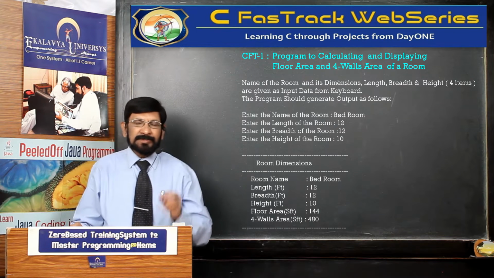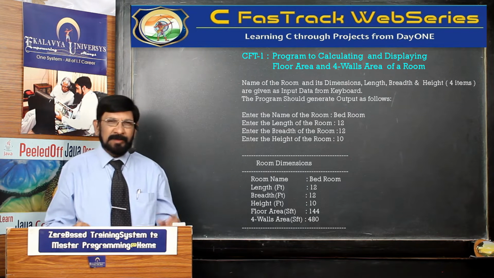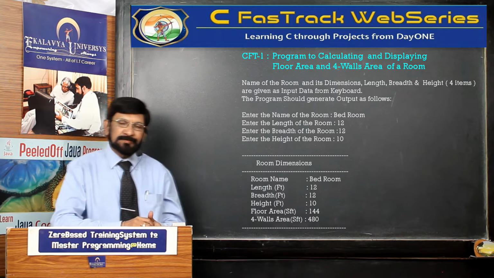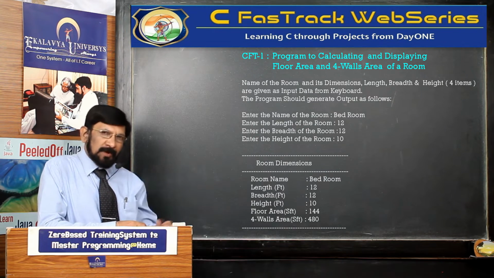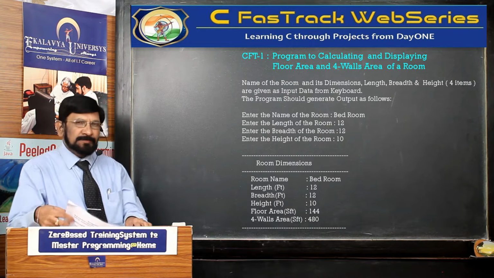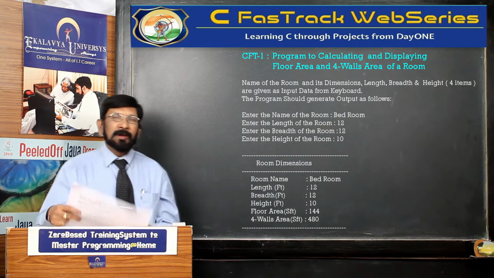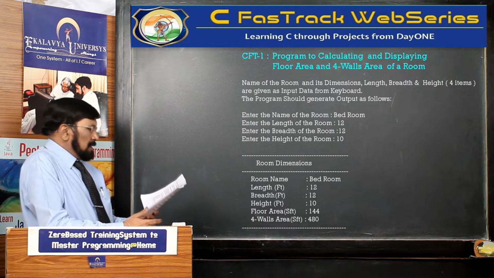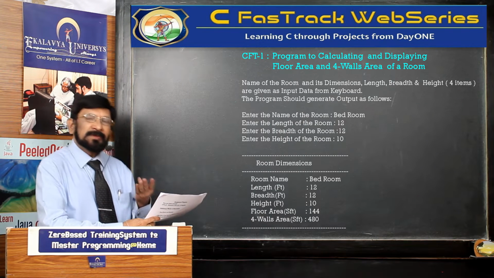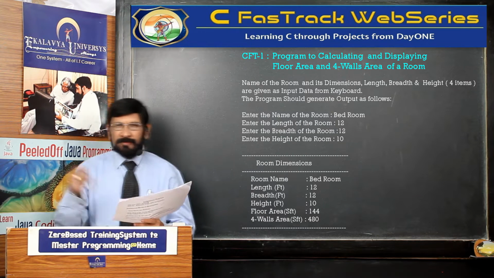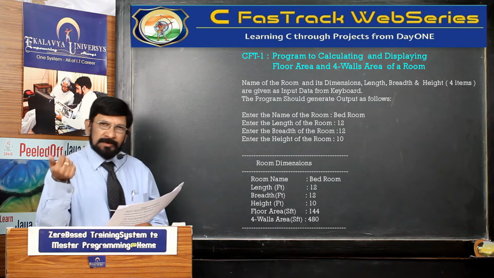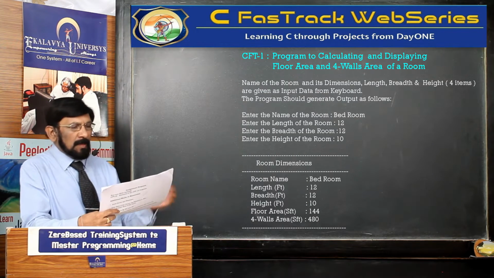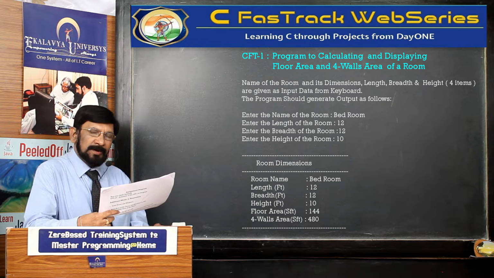Now, let us start with a simple task: calculating the areas of a room. Areas means the floor area and four walls area. For developing this program, you have to provide certain inputs. What are the inputs? There are 4 inputs. First one is the name of the room. In your home, different rooms are there: bedroom, study room, living room, kitchen, etc. So, the name of the room you have to enter.